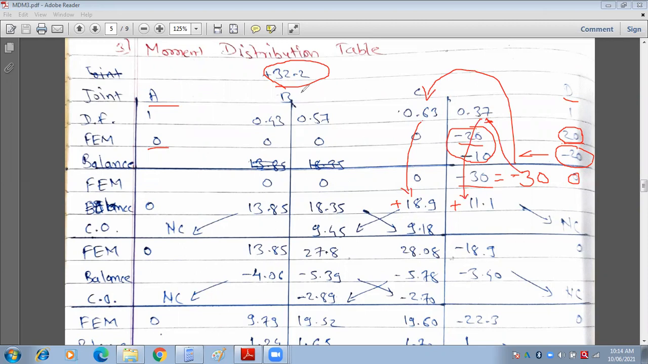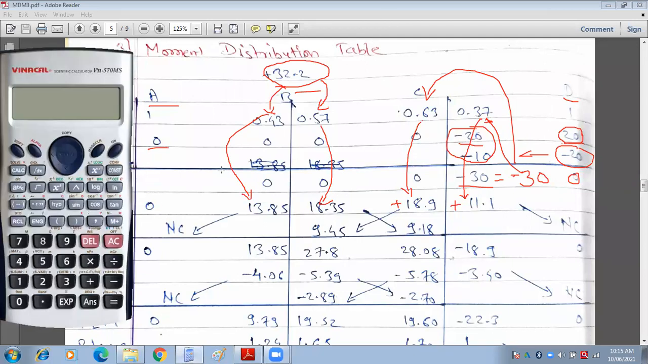Multiply with this distribution factor, write down this moment over here. Similarly, here also this 32.2 moment we again have to balance. Means 32.2 multiplied with this distribution factor, write down the balance moment over here. This 32.2 multiplied with this 0.57, write down this moment over here. Now let us check the calculations. Let us start with this one first. 30 multiplied with 0.63. How much is this value?